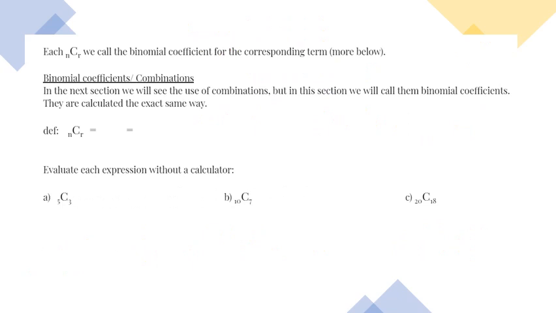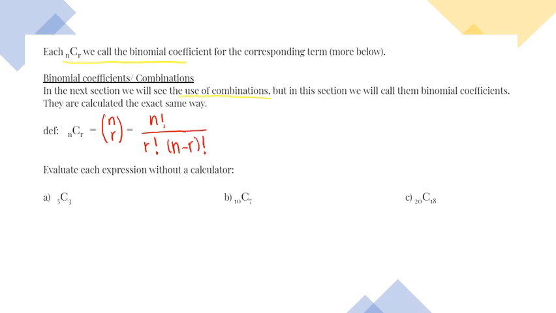All right, next we're going to learn about n choose r, which we call binomial coefficients. In the next section, you are going to see that we call these combinations, but for now we're just going to call them binomial coefficients. So we could write binomial coefficients as n choose r with the parentheses, and the formula is n factorial over r factorial times n minus r factorial on the bottom.